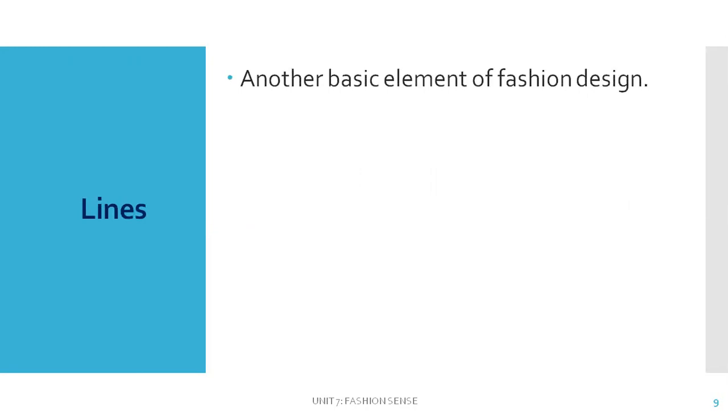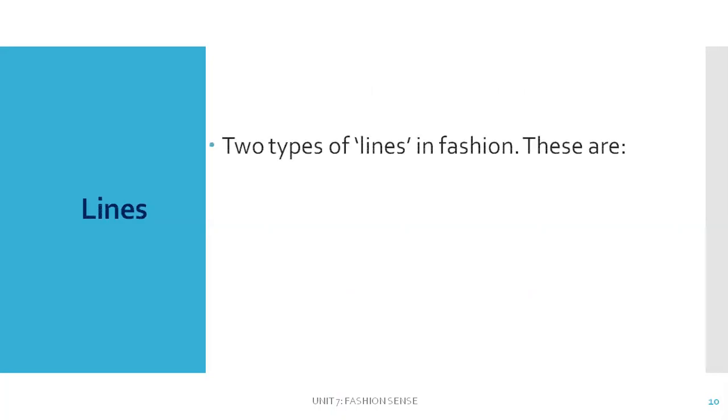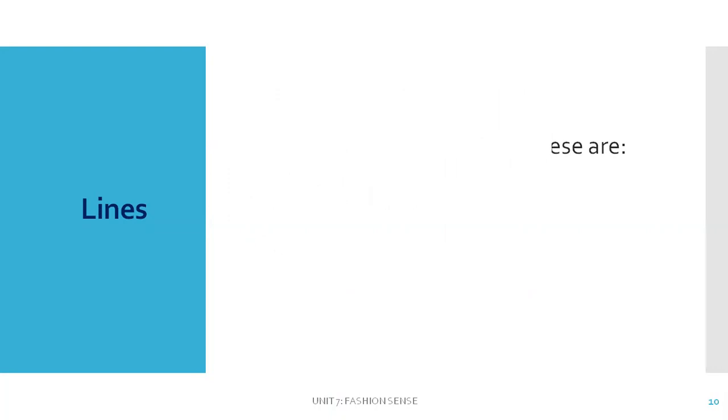Line is another basic element of fashion design. Lines refer to an elongated mark that connects 2 or more points. There are 2 types of lines in fashion. These are structural lines and decorative lines.